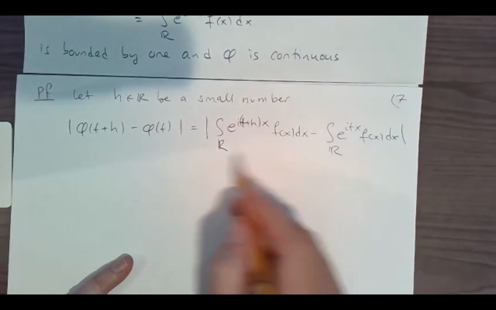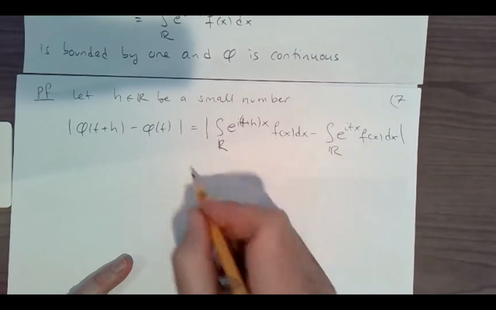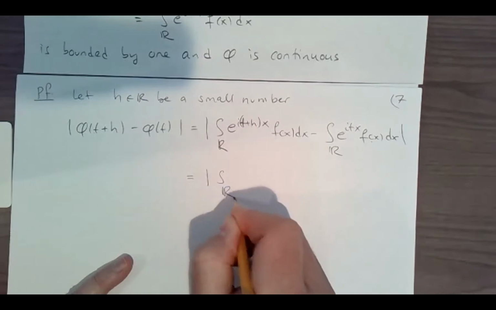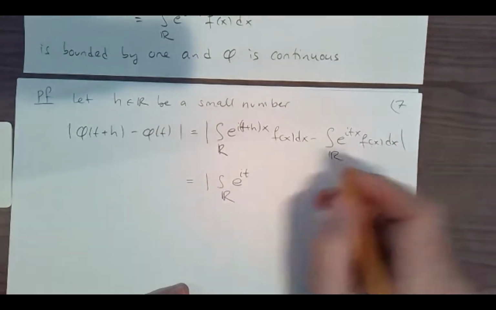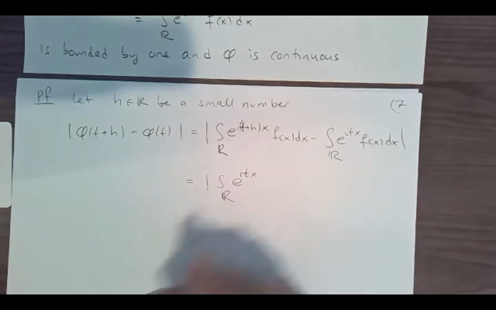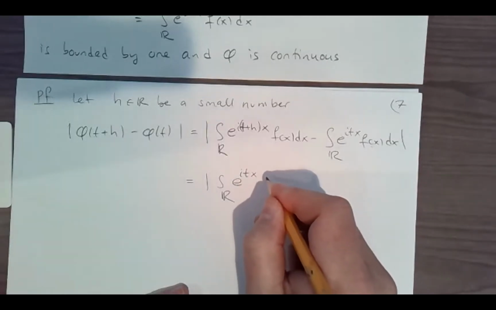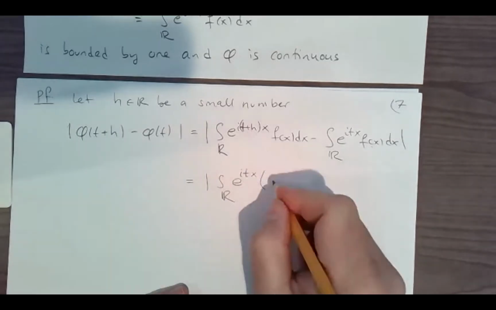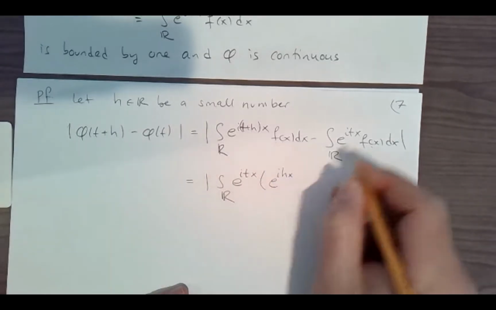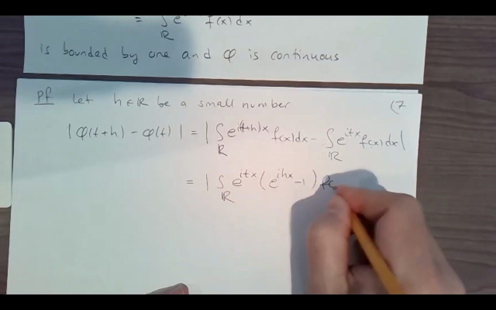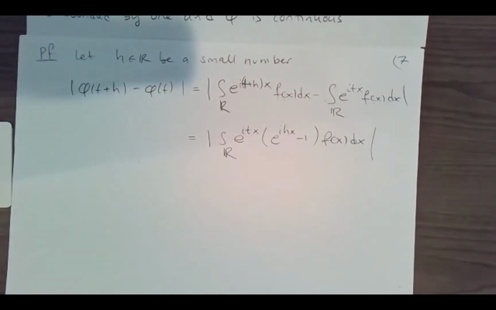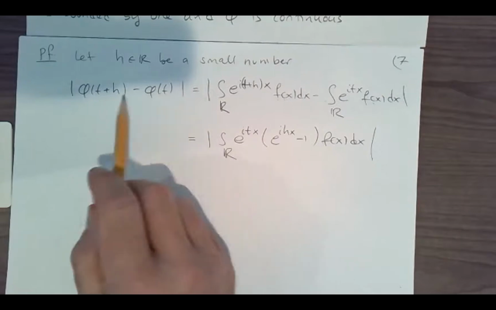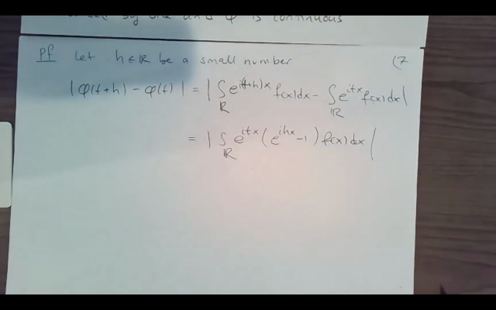You can combine these, since it's the same function in both places, as an integral over R. There's a common factor e^{itx}, times e^{ihx} minus 1, and then f(x) dx. What I'm interested in is showing that as h goes to 0, this difference vanishes.